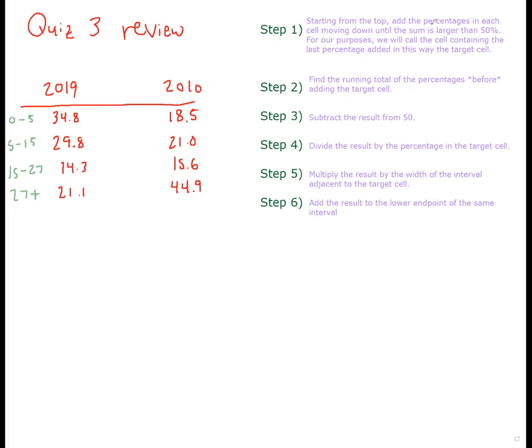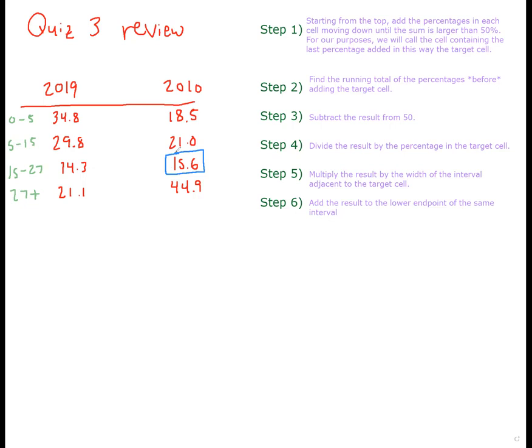Step 1 says starting from the top, add the percentages in each cell moving down until the sum is larger than 50%. For our purposes, we will call the cell containing the last percentage we added this way the target cell. So for instance, I'm going to start from the top and take 18.5. 18.5 by itself is not larger than 50%, so I'm going to keep adding. 18.5 plus 21.0, that's 39.5. That is not yet bigger than 50%, so I'm going to add the next percentage, the 15.6. Adding these numbers up gives me 55.1. So this is my target cell because it's the last cell that I added before the percentage was bigger than 50. Okay, so step 1 is done.